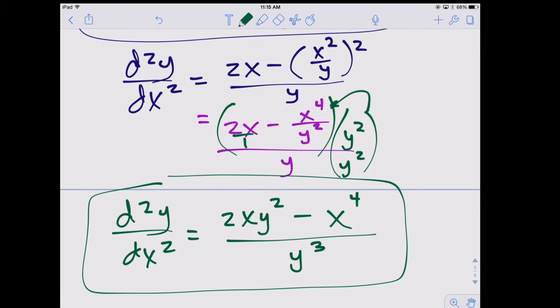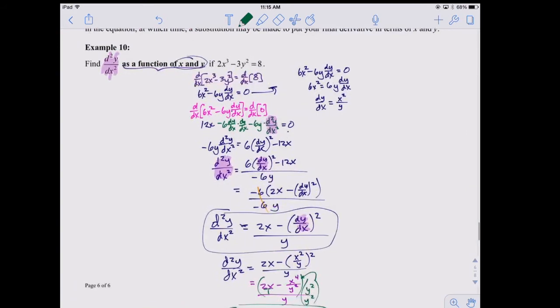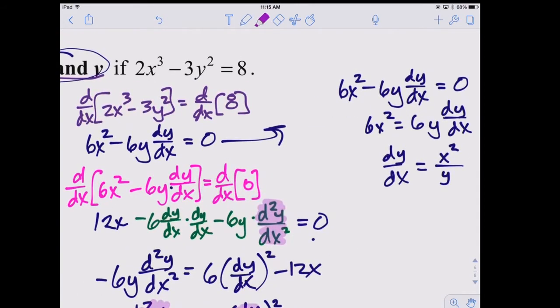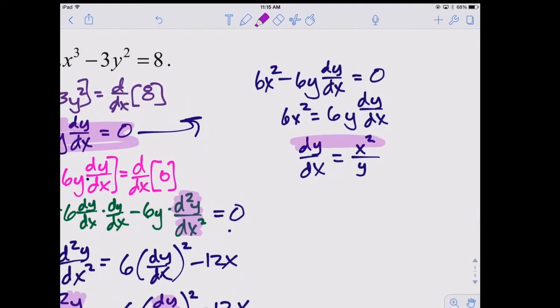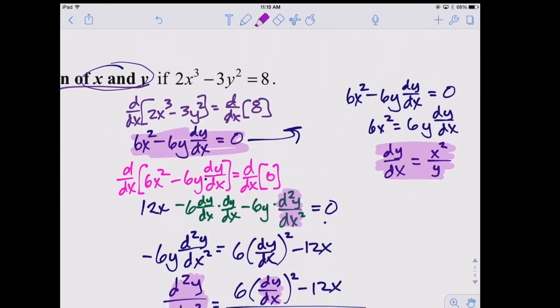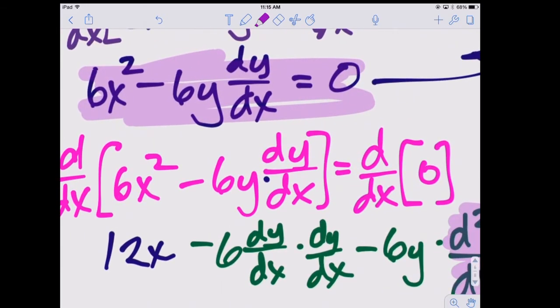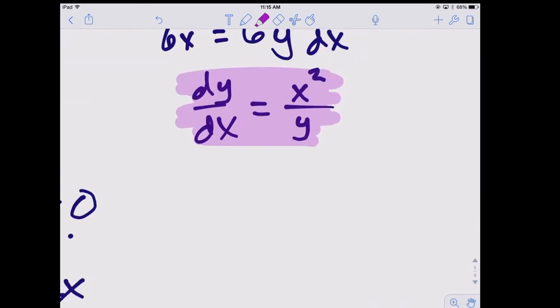Now, notice that I had to come back up here anyway after I took the first derivative. I had to eventually come back and solve it for dy dx. That's what all this verbiage up here is saying. When it's an implicit equation and you have to find the second derivative, it's probably best to find the first derivative and then solve for dy dx to get that. And then take the second derivative.